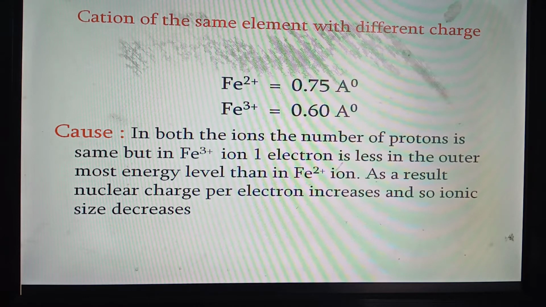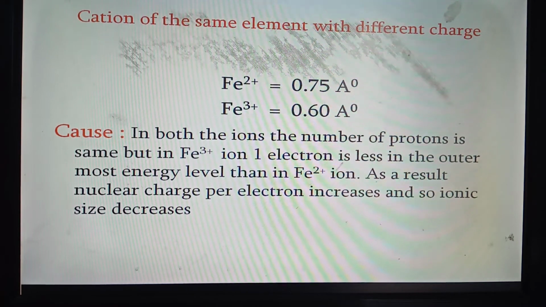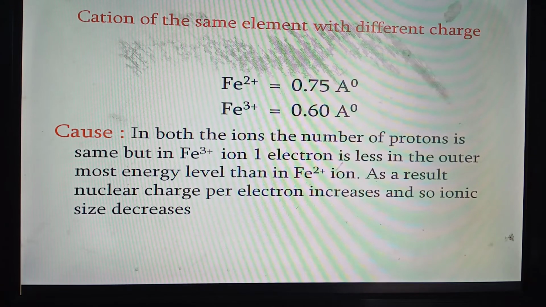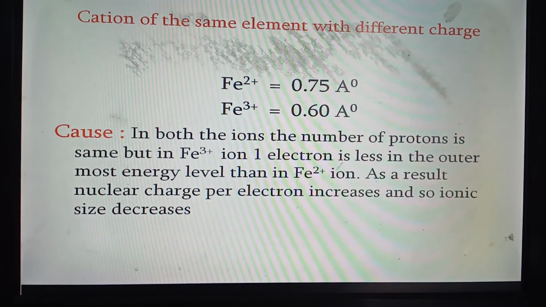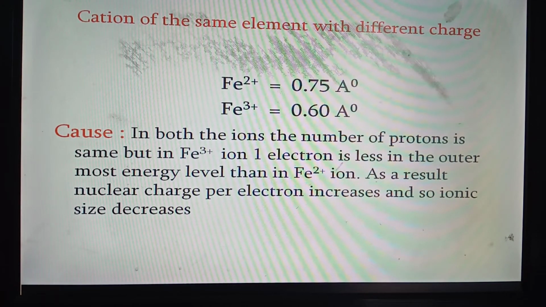In case of ferrous ion, 24 electrons are attracted by 26 protons, but in case of ferric ion, 23 electrons are attracted by 26 protons. So the nuclear charge per electron increases in case of ferric ion than ferrous ion. For this reason, ferric ion is smaller in size than ferrous ion.